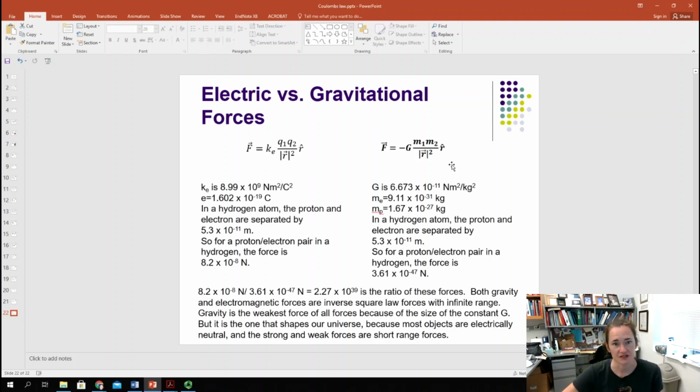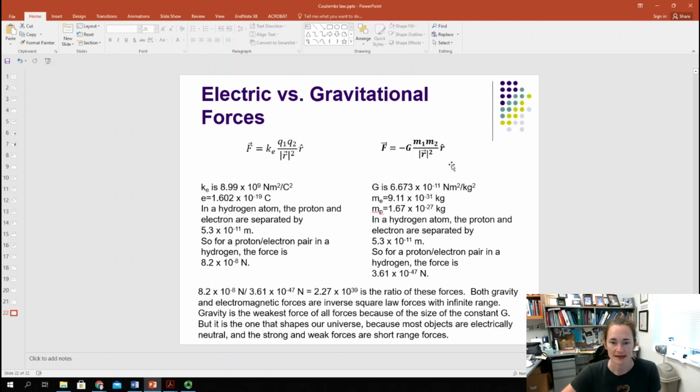So let's plug into Coulomb's law and figure out what the net force is on that electron from the proton. So 8.99 times 10 to the 9th times the magnitude, 1.602 times 10 to the minus 19 coulombs squared, because both the proton and the electron have the same magnitude of charge, and then divided by 5.3 times 10 to the minus 11 meters squared. That gives a magnitude of the Coulomb force of 8.2 times 10 to the minus 8 newtons.